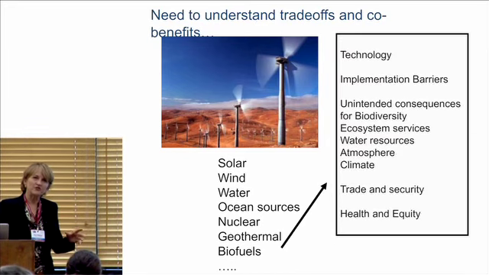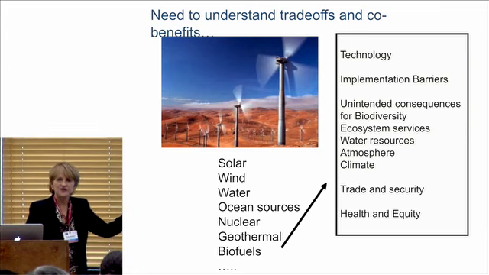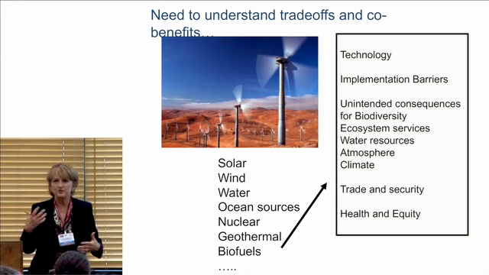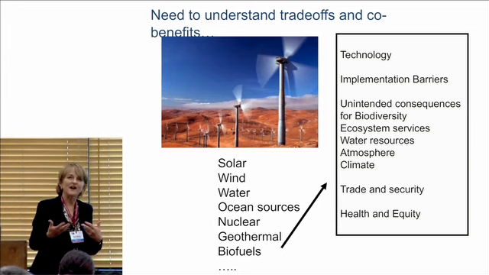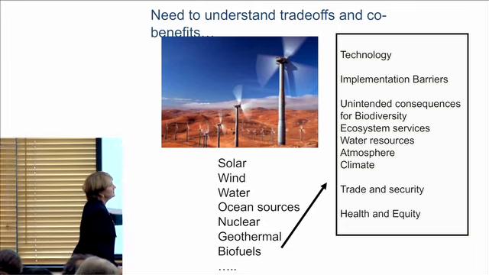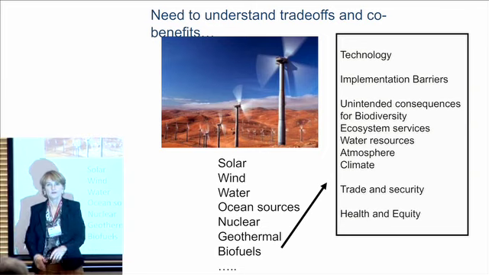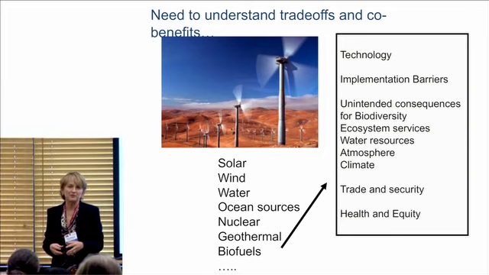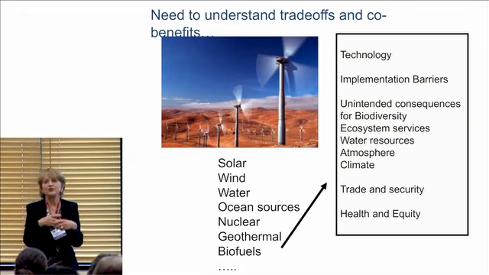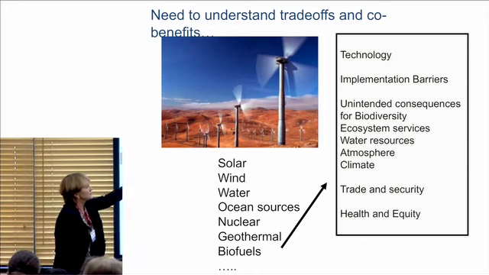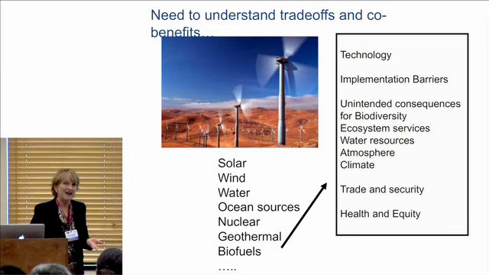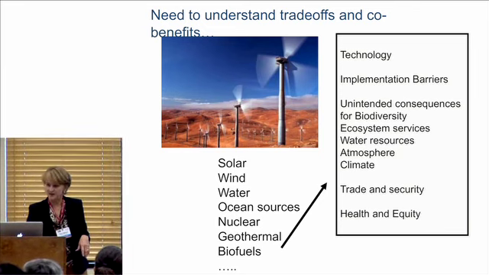But what we sometimes forget to do is think about not just the technologies, but how those technologies interact with other things we care about. So how do we decide, how do we make choices among those different types of energy in ways that don't have unintended consequences for the rest of the planet, for the life support systems of the planet? Obviously, we also need to worry about implementation barriers. We need to worry about trade and security issues, et cetera. But what we're going to focus on is those unintended consequences. How do we make choices that don't have unintended consequences, but rather have co-benefits that help more than one thing at a time?